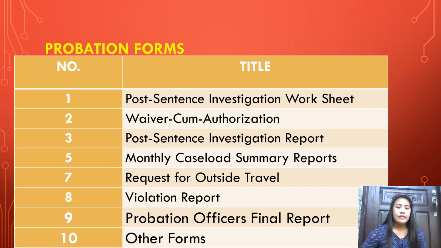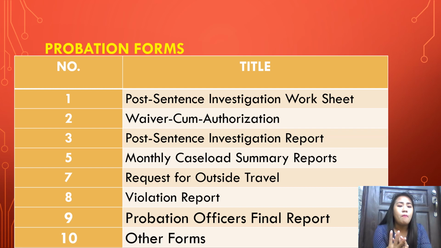Okay? And then, last topic na po natin sa chapter 8, ito na po yung mga probation forms natin. Ito po yung probation form number 1, yan na po yung PSIR. Okay, or worksheet, post-sentence investigation worksheet. Number 2, waiver, authorization. Number 3, yan na po yung PSIR. Number 1 po, yan po yung worksheet. Worksheet, yung kung saan po mag-work, yung probationer. Number 2, waiver. Number 3 is PSIR.